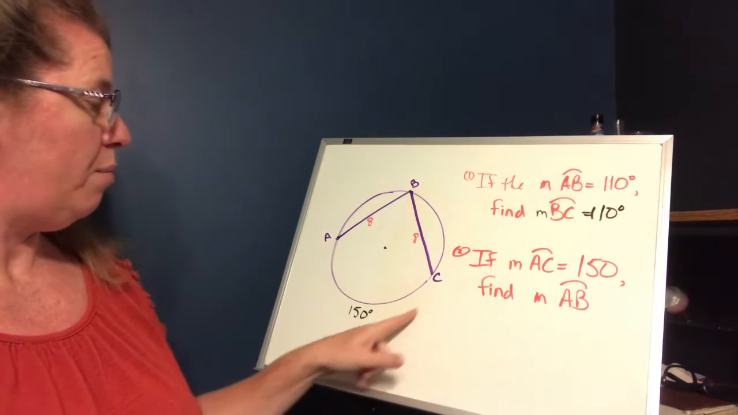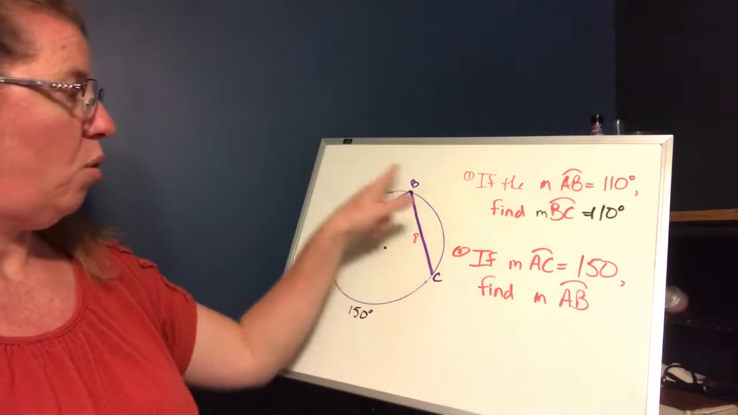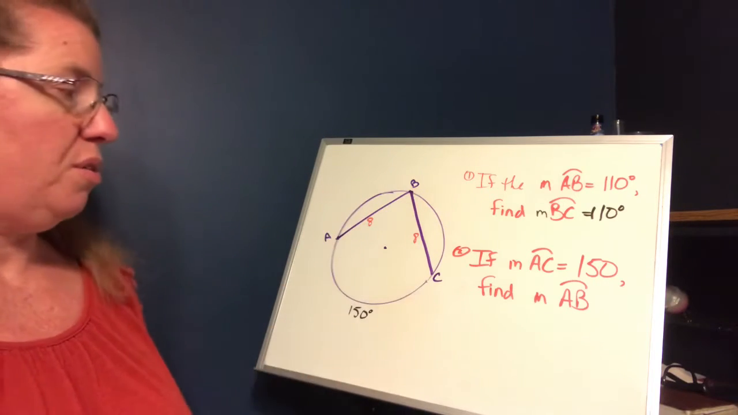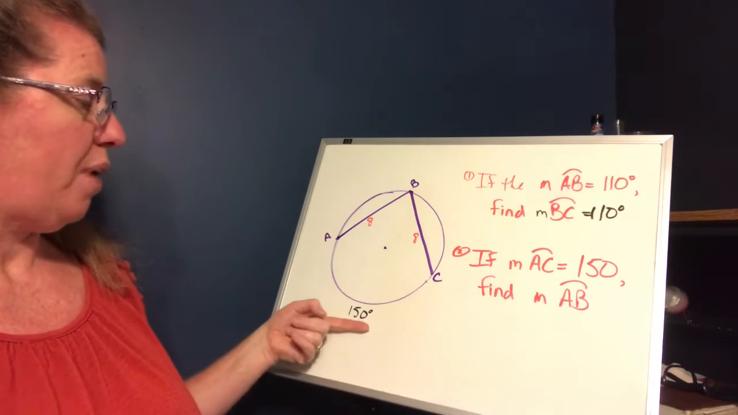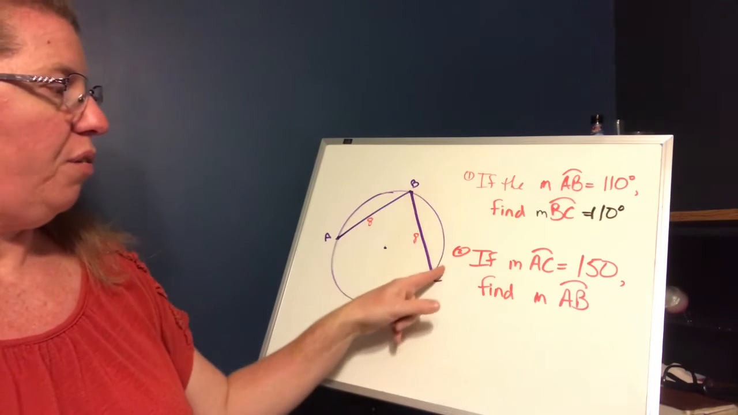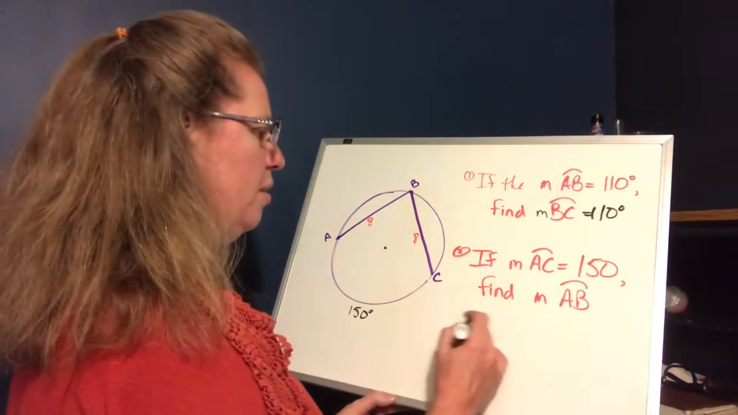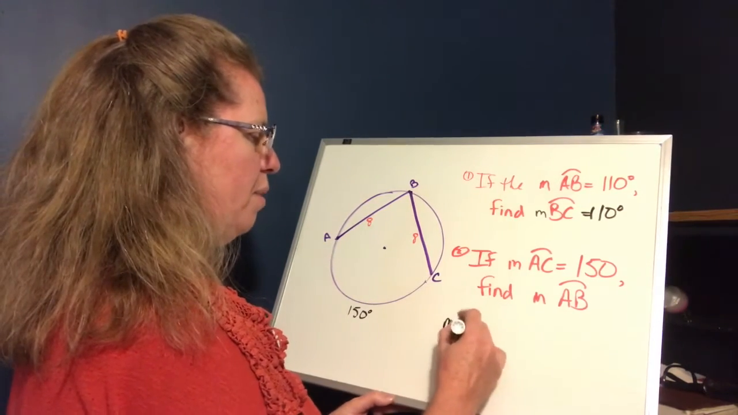But what they're giving me is the measure out here. So you have to start with, I know that the whole circle has a measure of 360 degrees. If I subtract that 150, that's going to give me what I have left over from A to B to C, right? So let's start there. We're going to find the measure of AB.